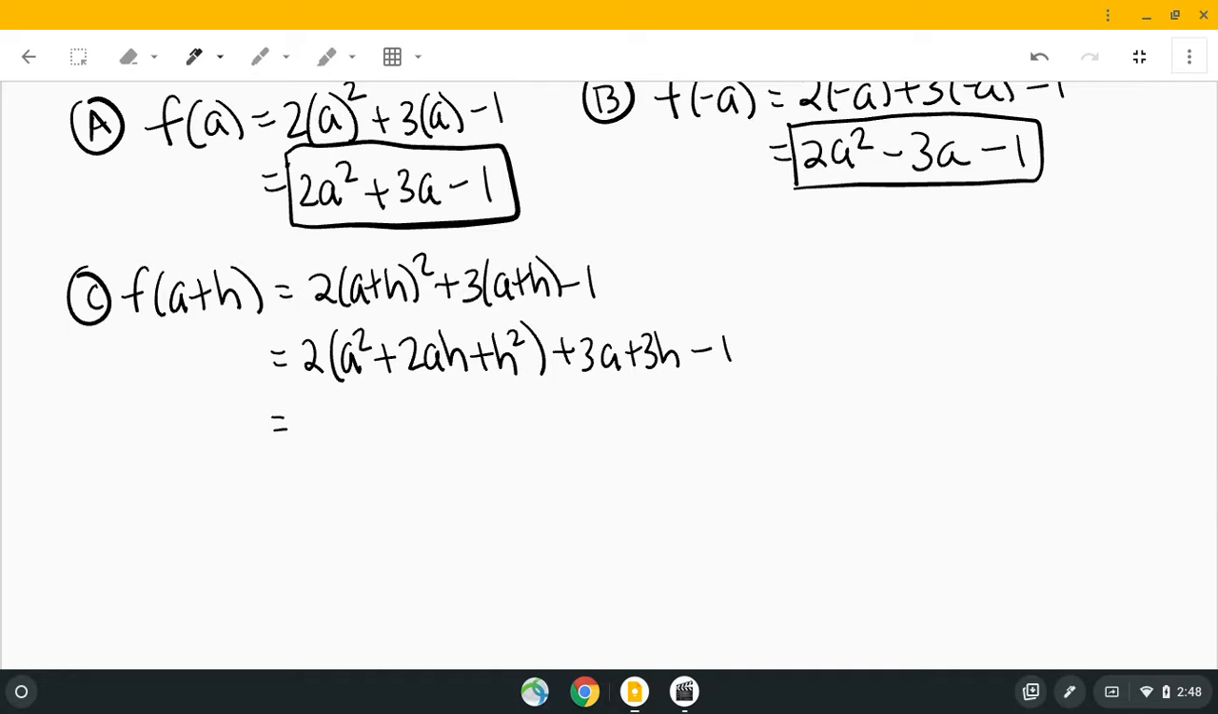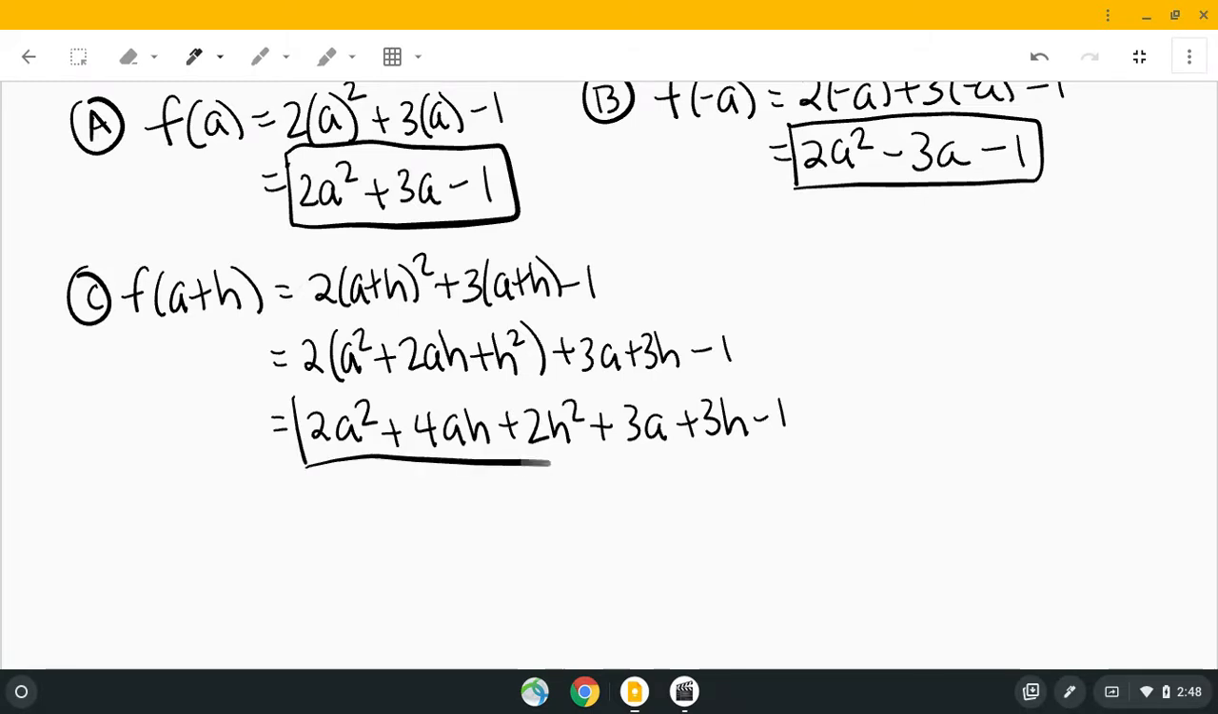And then here I'll distribute the 2. So 2a squared plus 4ah plus 2h squared. So I distributed the 2 there, and I'll bring down the 3a plus 3h minus 1. Do we have any like terms? I don't see any. No like terms. So this is what you should have gotten.